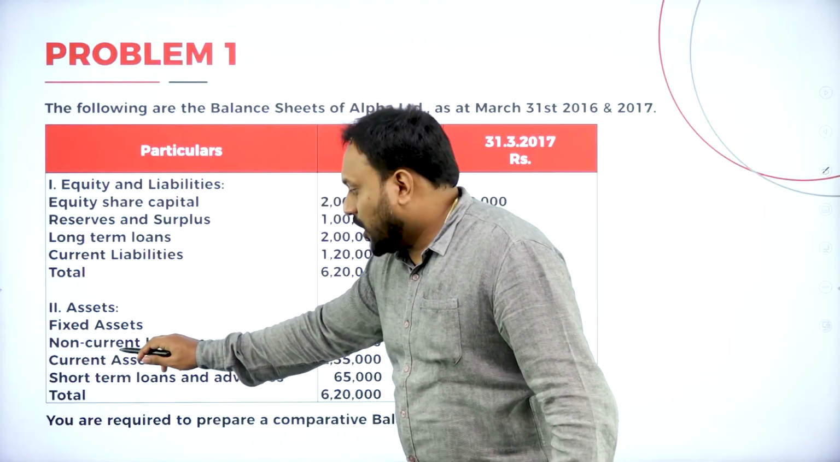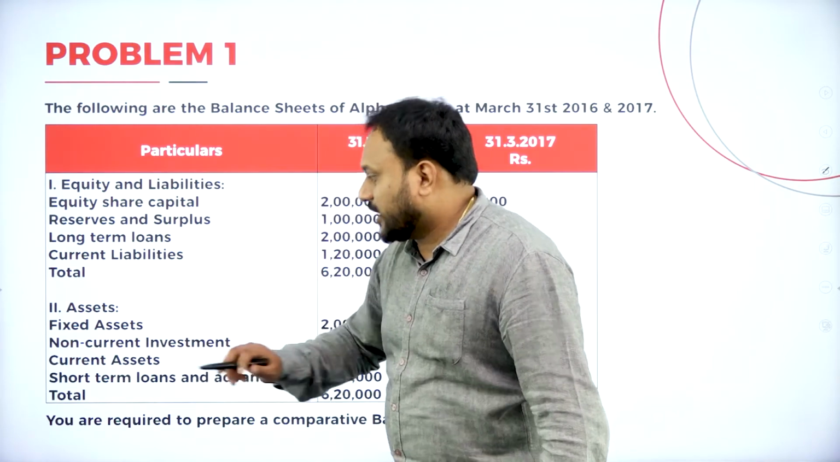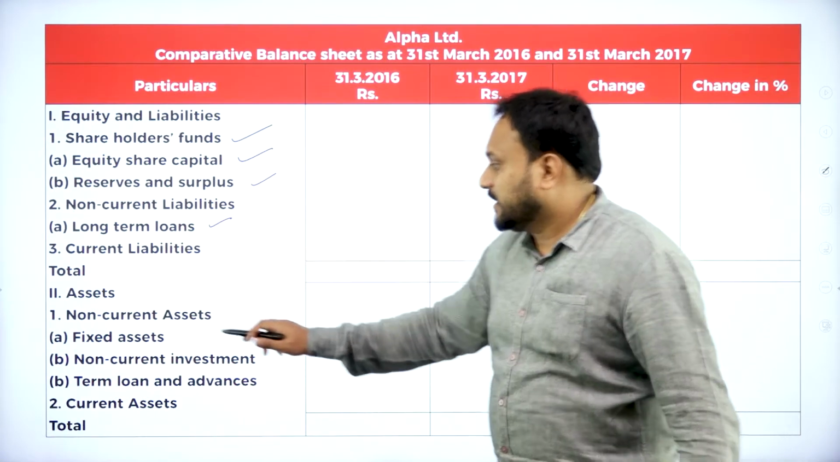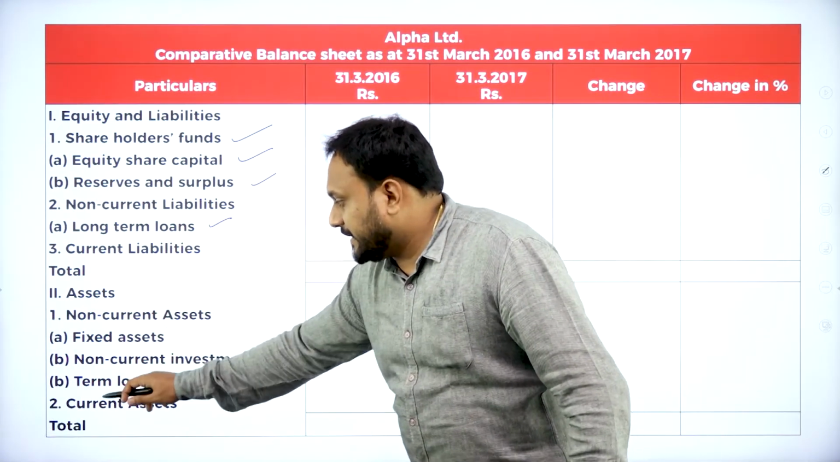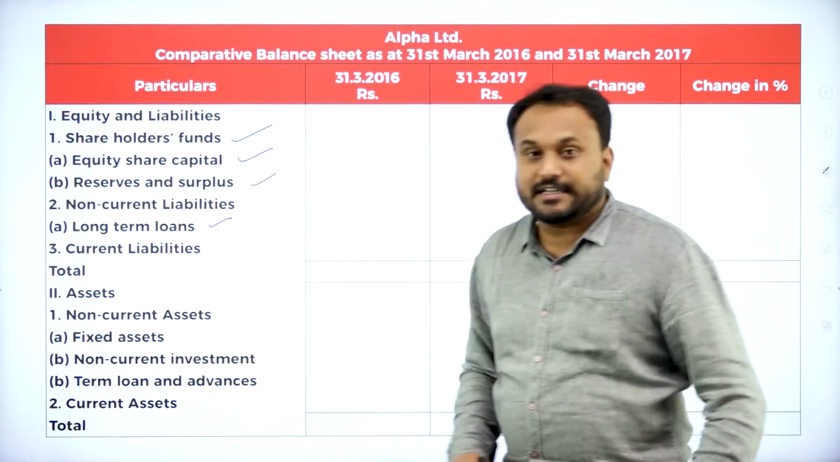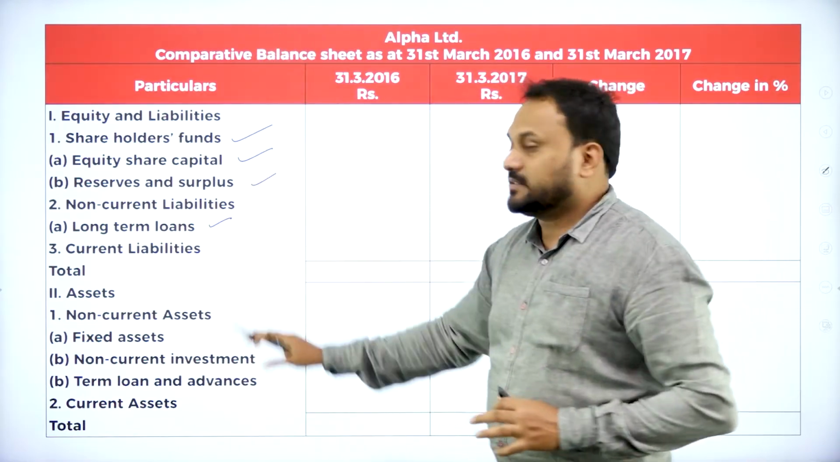Fixed asset, non-current investment, current asset, short term. So we are supposed to give a heading for it. That is called the non-current. In that A, B, C, these three will actually come in non-current. The last one is current asset. Now what is that? We went with the particulars.